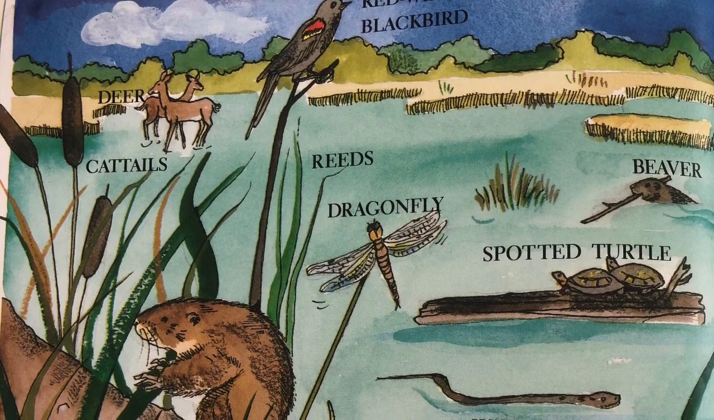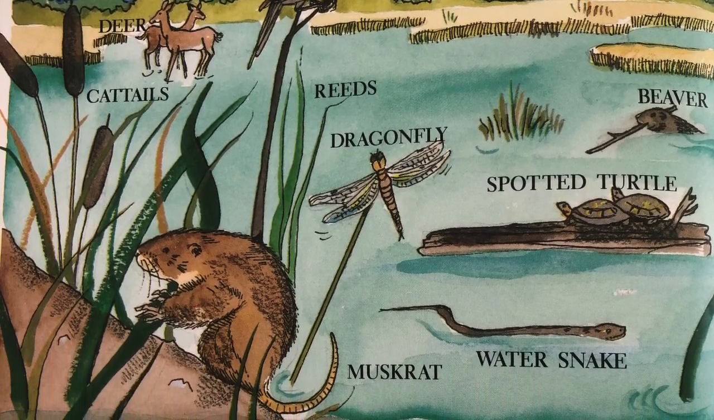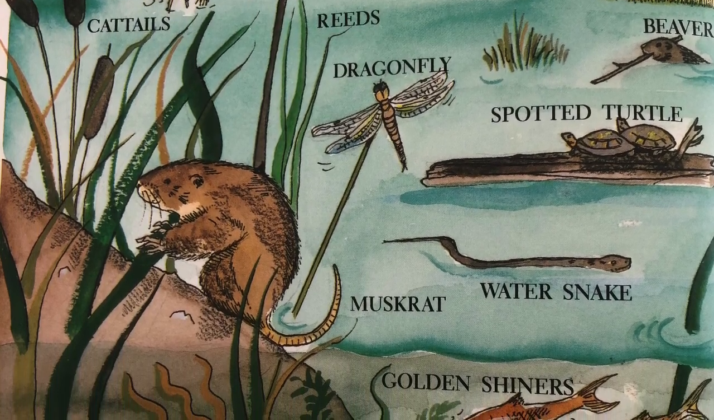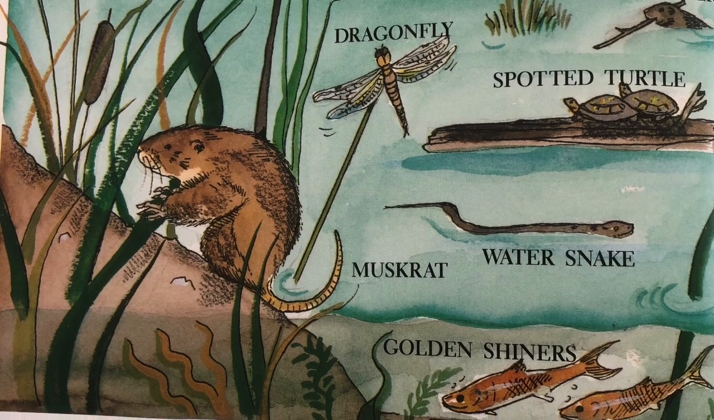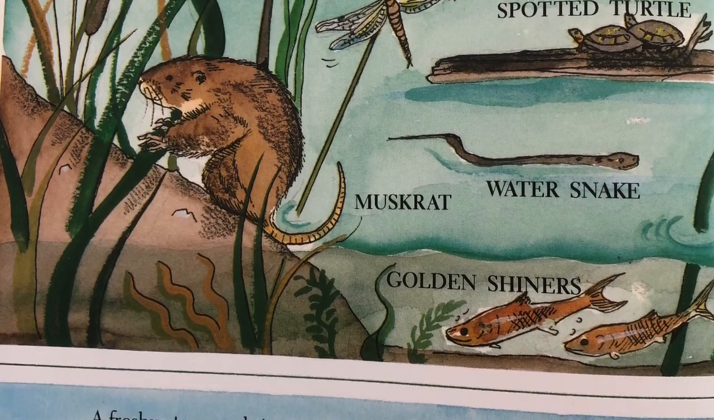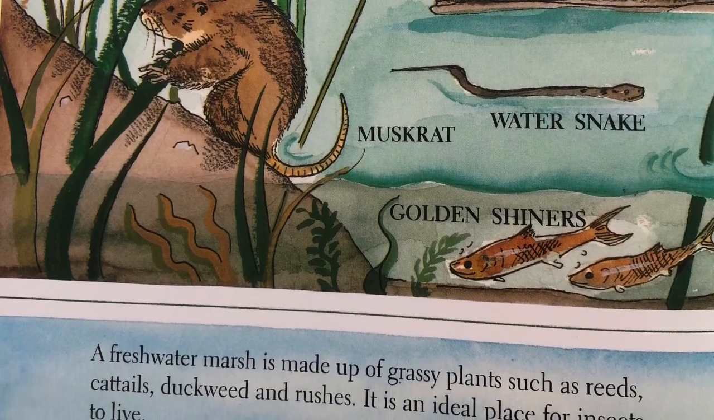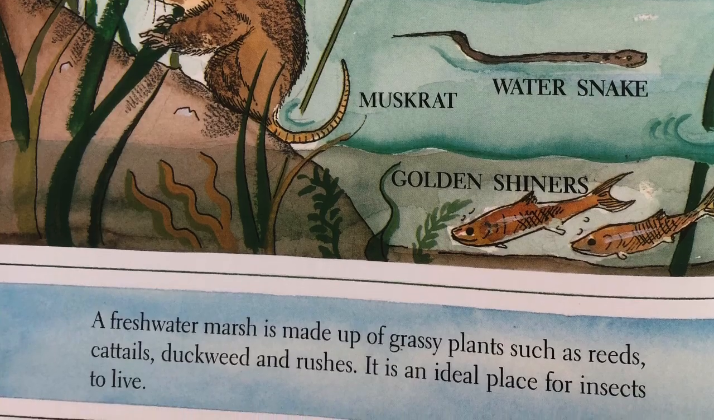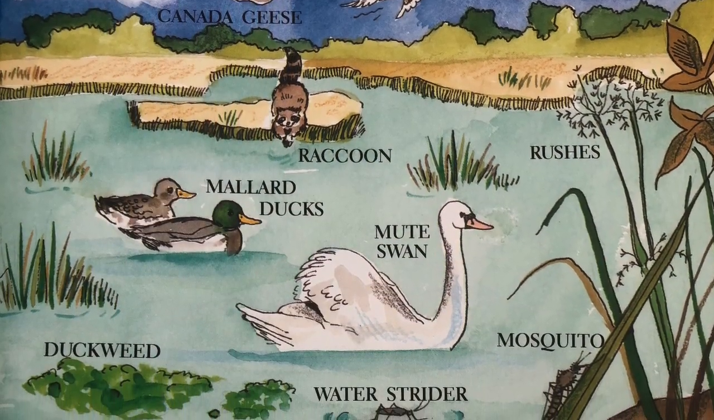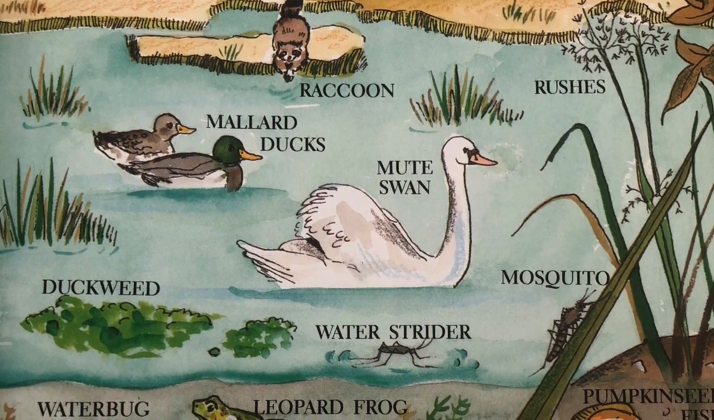A freshwater marsh is made up of grassy plants such as reeds, cattails, duckweed, and rushes. It is an ideal place for insects to live. Many different kinds of fish, birds, and other animals are able to live in this kind of environment.